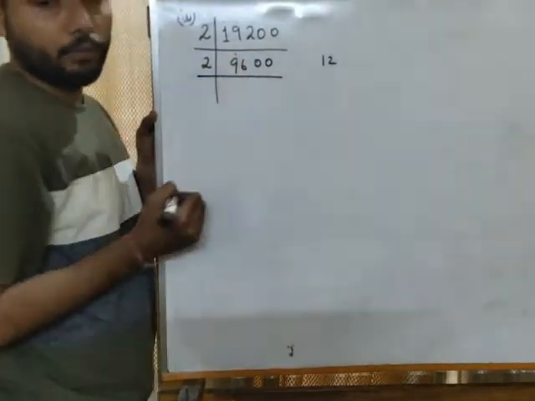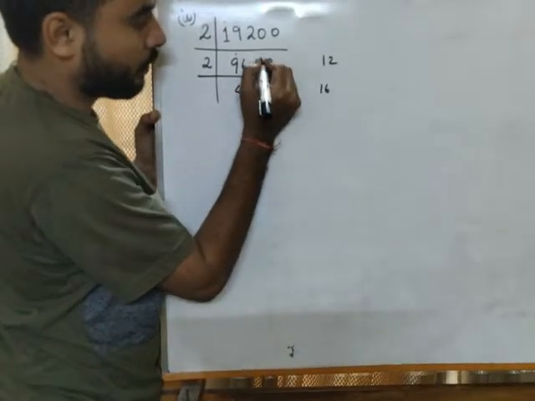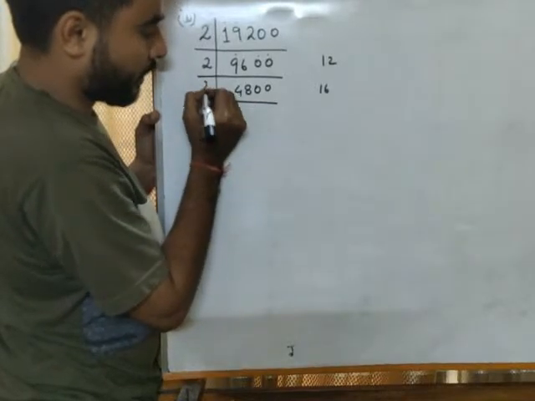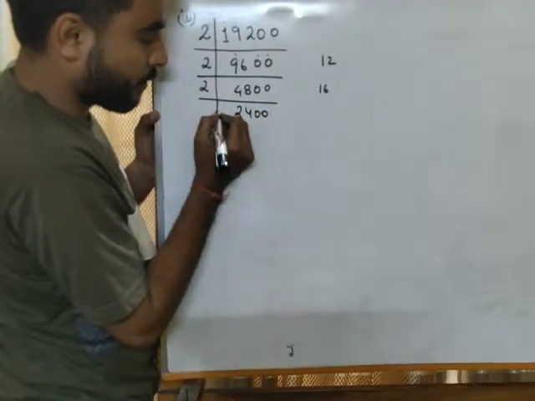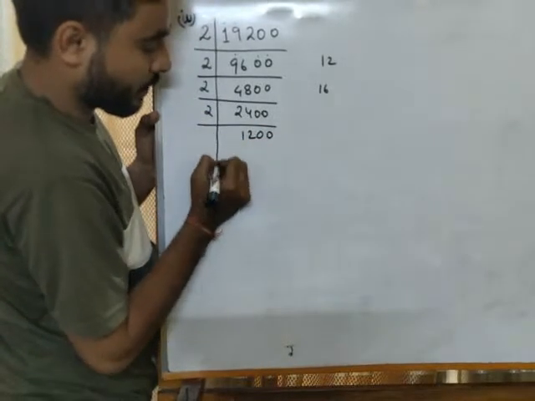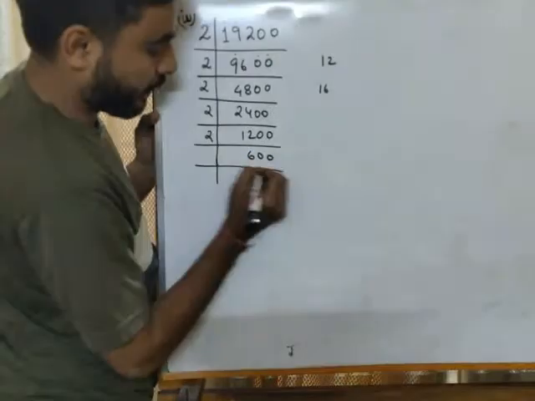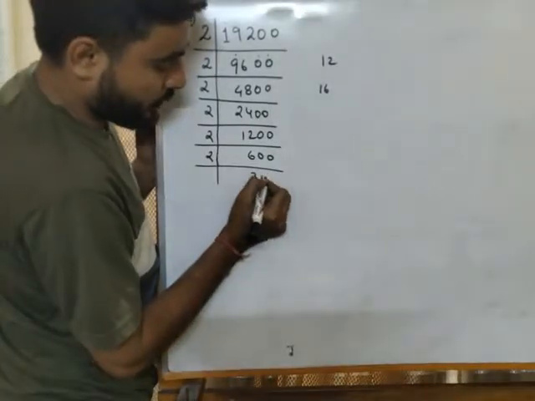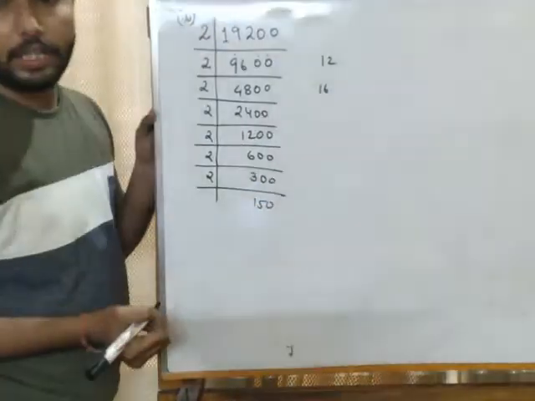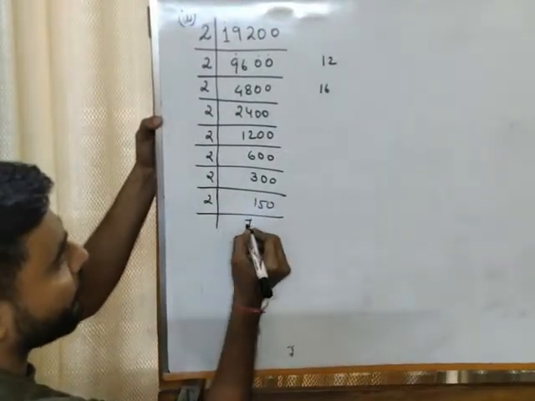Again in the table of 2, 9 won't be seen. So 4 times 8 remains 1, 1 6 16, 8 times, 20 times 0, 20 times 0. Again in the table of 2, 2 4 double 0. Again in the table of 2, 1 2 double 0. Again in the table of 2, 6 double 0. Again in the table of 2, 3 double 0. Again in the table of 2, 150. Okay. Again in the table of 2, 75.